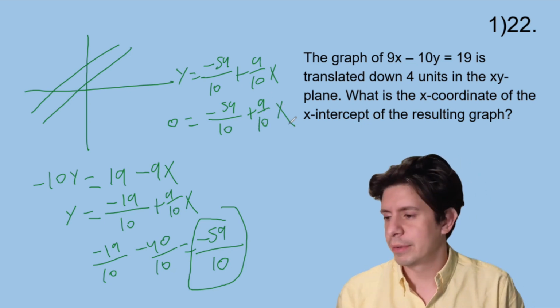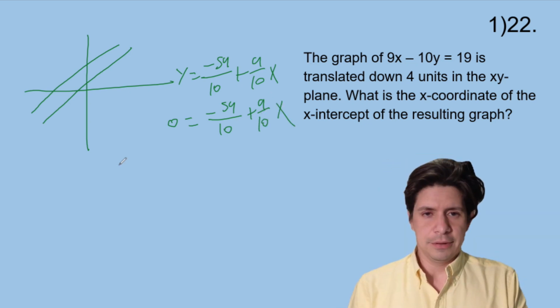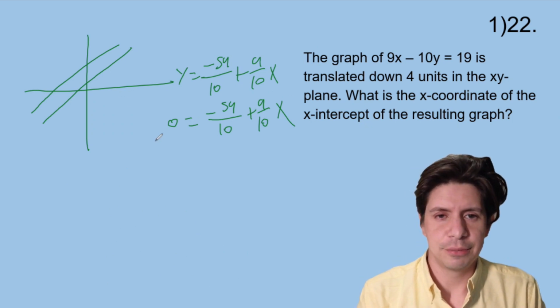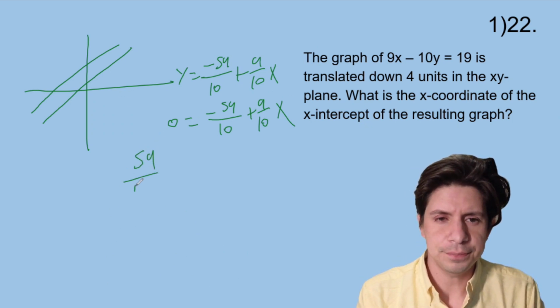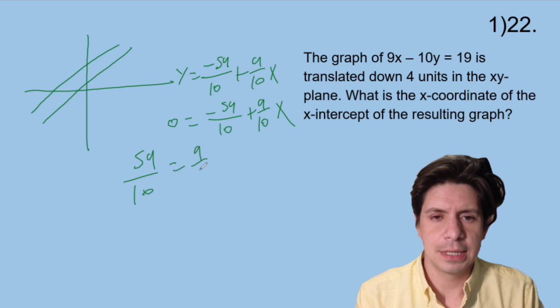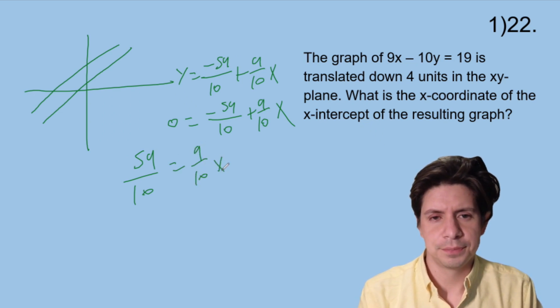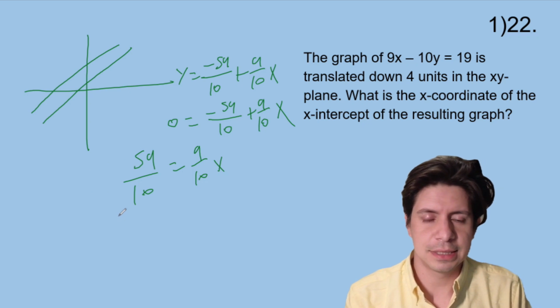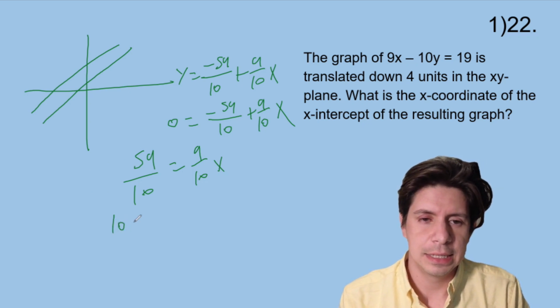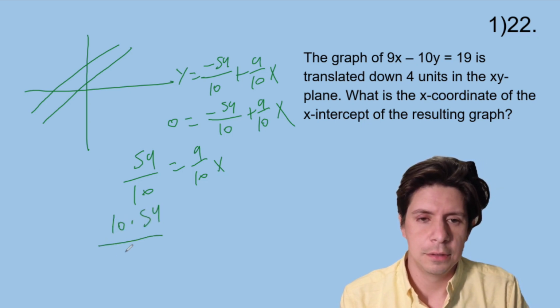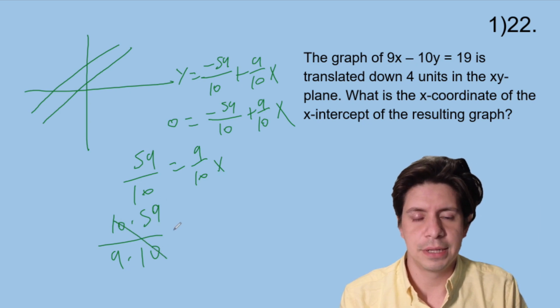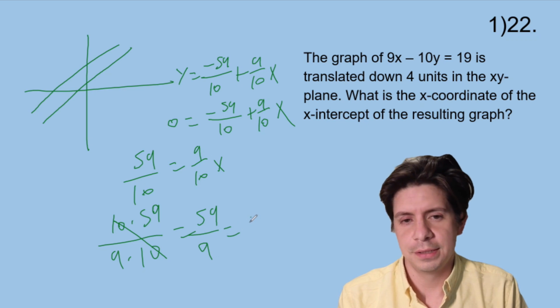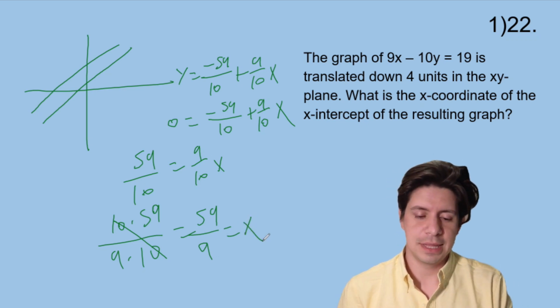To give myself some room, I'm going to erase some stuff. Okay, so now I'm going to add 59/10 to both sides. I'm going to have 59 over 10 equals 9/10 x. Then I'm going to multiply by 10/9, so that's 10 times 59 over 9 times 10. The 10s cancel. I'm going to get 59 over 9 is the x-coordinate at the x-intercept, and that is our answer, right?